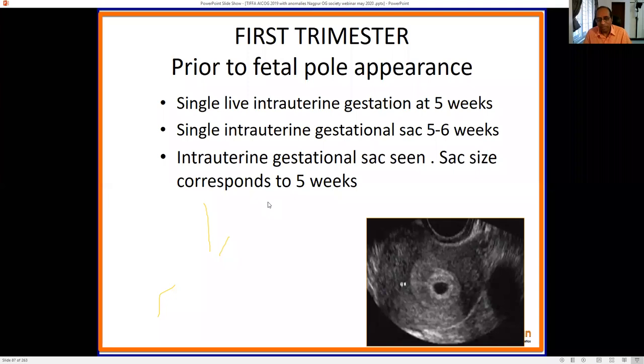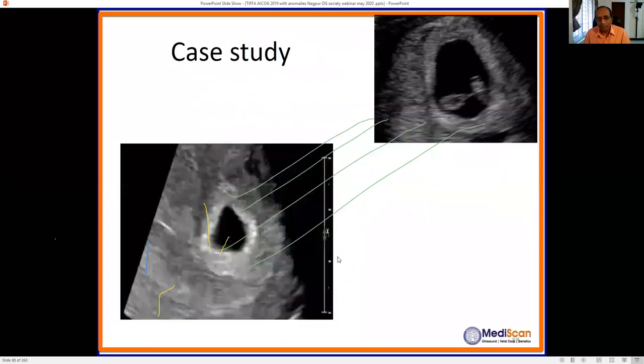Which of these is right? Obviously, the third one is right. Because you only see a gestational sac, you still don't know whether the fetus is going to come there or not. So there is an intrauterine pregnancy. That's all. And you don't know whether there's going to be one fetus inside, two fetuses inside, or three fetuses inside. So we don't see the number of fetuses there. And the sac corresponds to 5 weeks or so. So repeat scan at 12 weeks for viability and number.